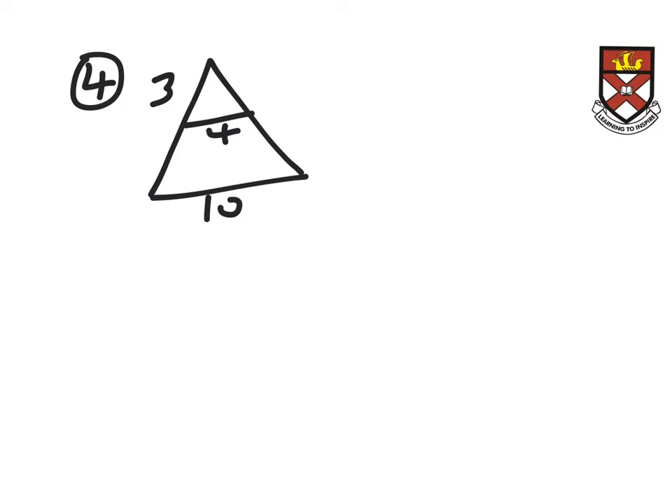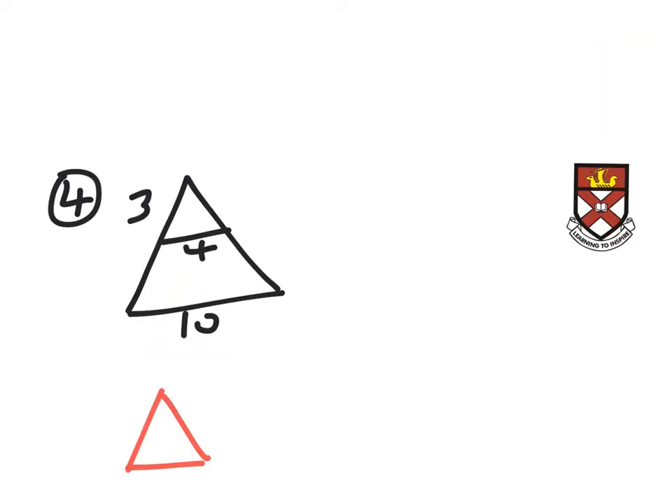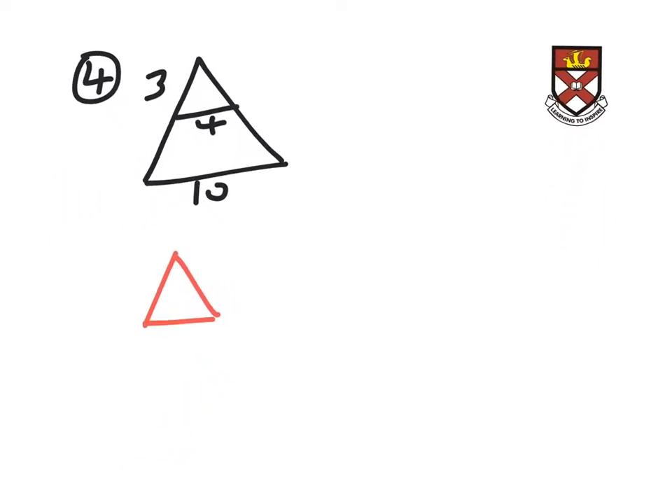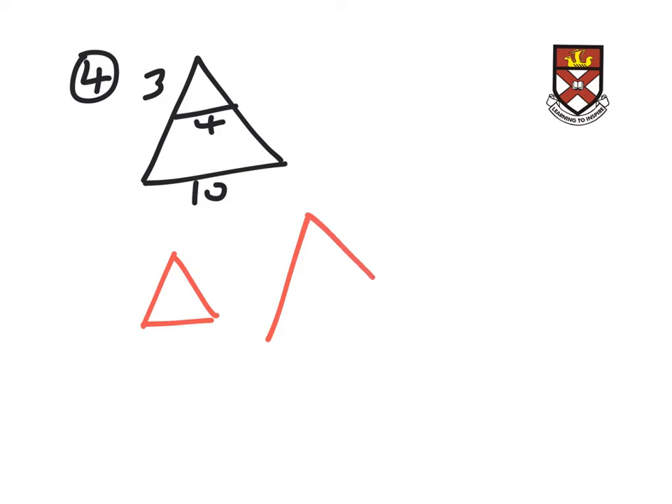Okay, question 4, similar triangles. So how do we do that? Well, then we separate the triangles out. Oops, didn't mean to move that like that, guys. Sorry, let's put it back. Separate the triangles out. Okay, the little triangle has sides 3 and 4. The big triangle has a base 10.